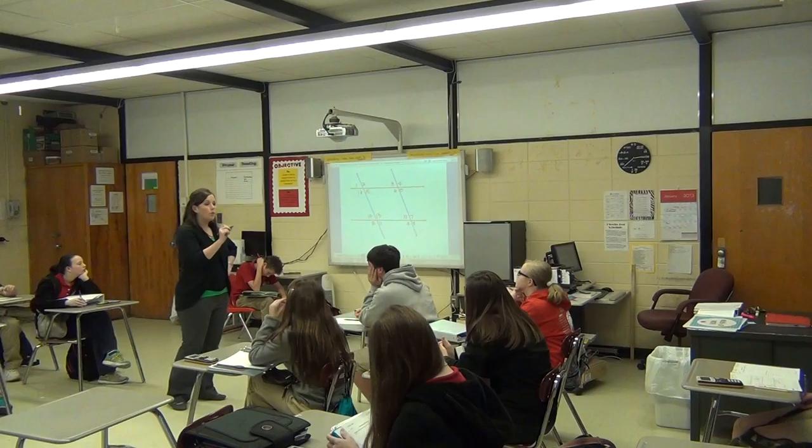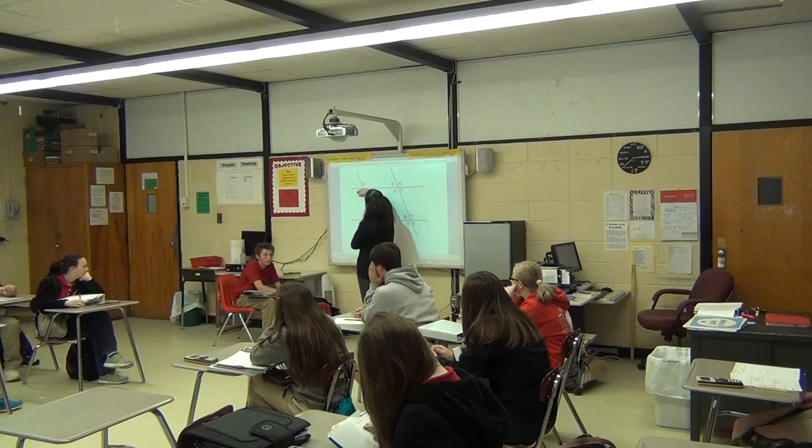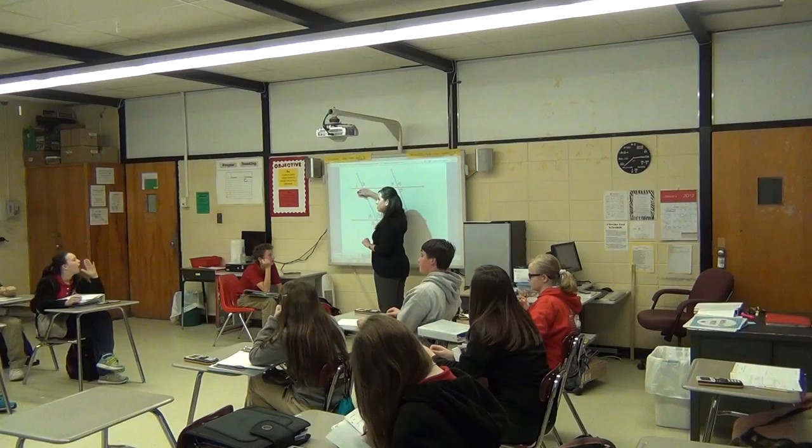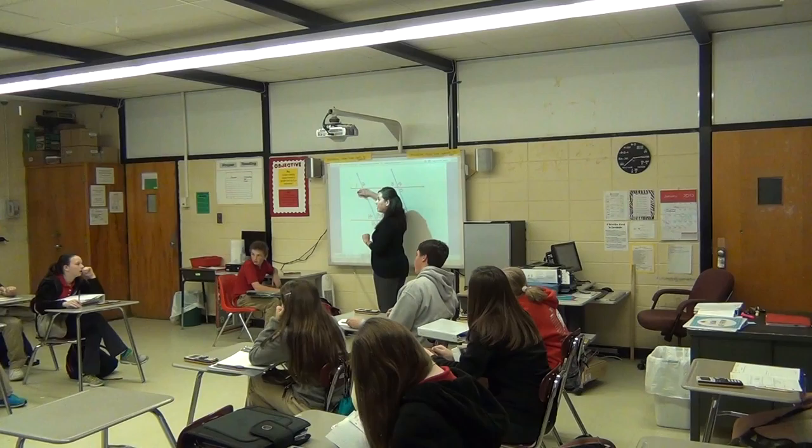And there are more. We know what the vertical angles are. What's the significant part about their relationship? They're equal. They're always equal. Very good. Now, what about 1 and 2? What's their relationship? Adjacent. What else, Kiara? 1 and 2. What else?